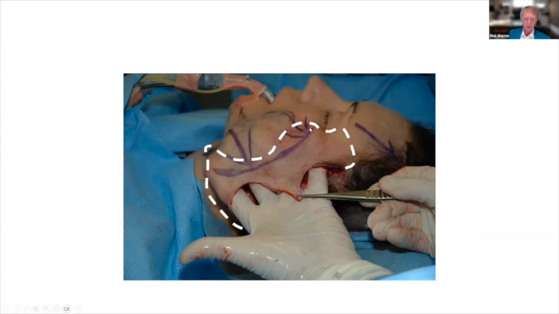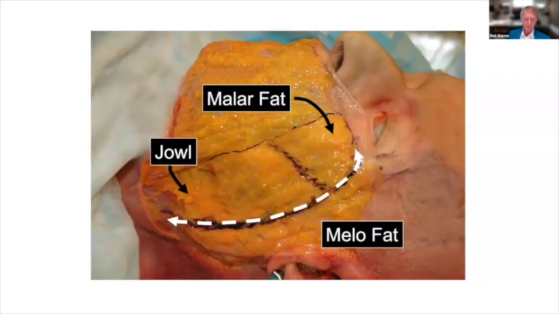This purple line is where I enter the space deep to the superficial SMAS. And the melo fat pad we're describing is just anterior to that purple line. The melo fat pad really is a term to describe the superficial fat of the cheek. And for some reason, over the years, we've divided it, and we've talked about the lower part being the jowl and the upper part being the malar fat. But in fact, it's the superficial fat of the cheek. It's just perhaps a little thicker in these two areas.